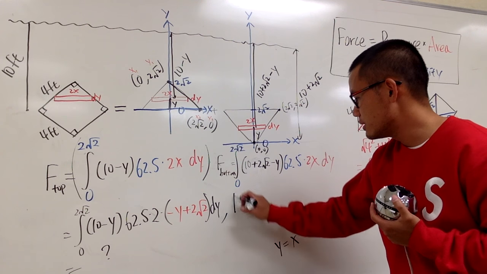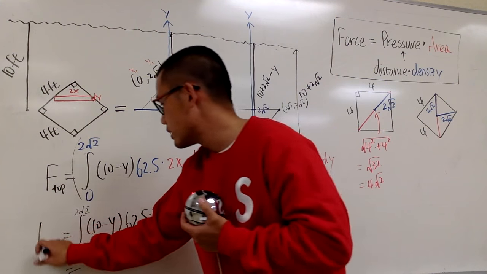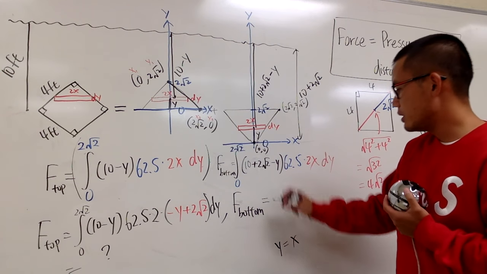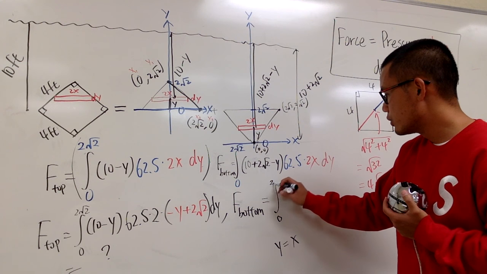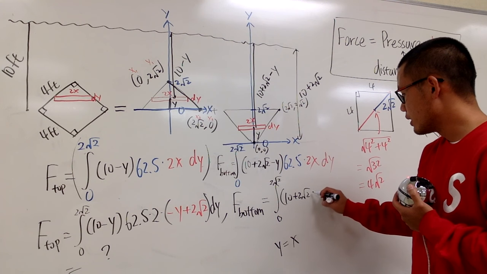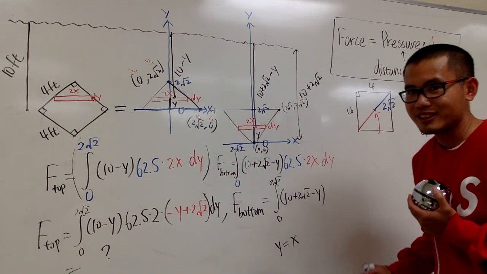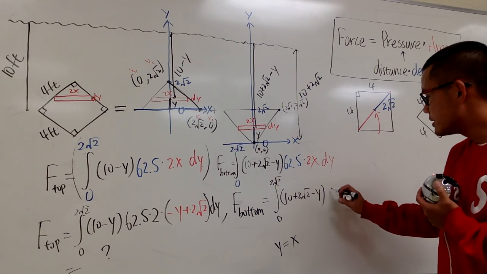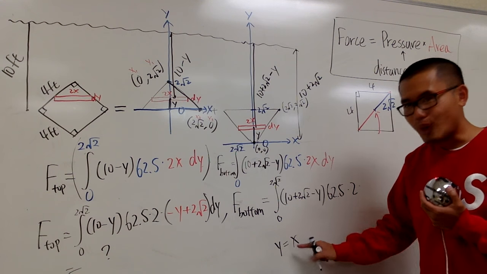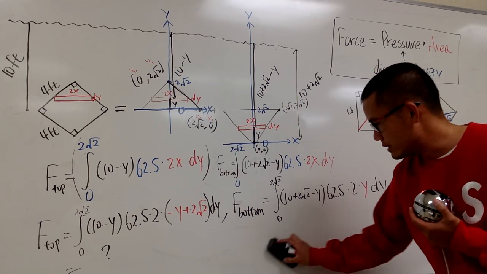We put a comma, and then this is the force of the bottom. That was the force of the top red triangle. The force of the bottom is going to be the integral from 0 to 2 square root of 2, of this 10 plus 2 square root of 2 minus y, and I'm going to erase all this, otherwise I have no place to write down. This right here, times 62.5 times 2 times x. It's the same as y, so that's excellent. So I can just put y right here, and then we have the y. And let me erase this as well.